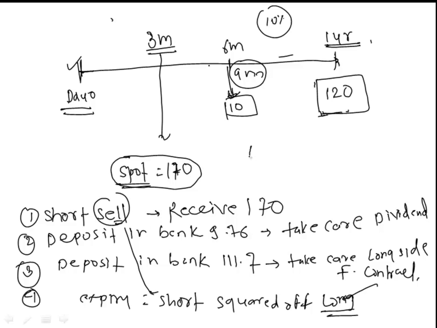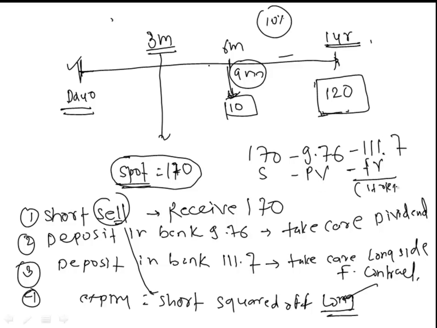So what did you do? You received 170. Out of that, you've deposited 9.76, and you've also deposited 111.7. which is your formula: spot minus present value of dividend minus future value divided by 1 plus RFR raised to N or T. Is this clear now? Ajinkya? Still partially?